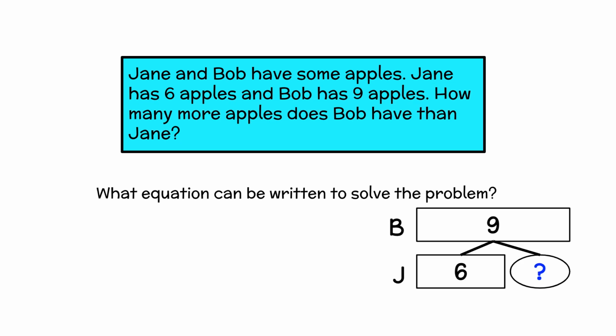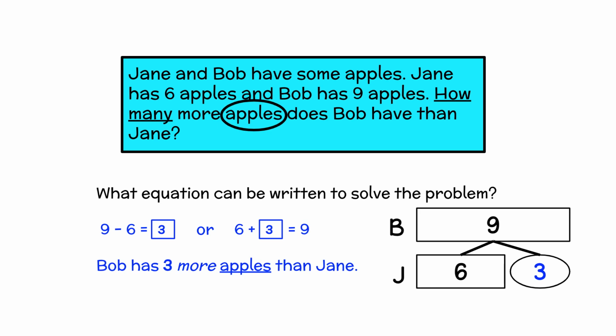What equation can be written to solve the problem? You can write a subtraction equation. 9 minus 6 equals unknown partner. Or an addition equation. 6 plus unknown partner equals 9. In both equations, the answer is 3. 9 minus 6 equals 3, and 6 plus 3 equals 9. To answer the question, how many more apples does Bob have than Jane? The answer is Bob has 3 more apples than Jane.